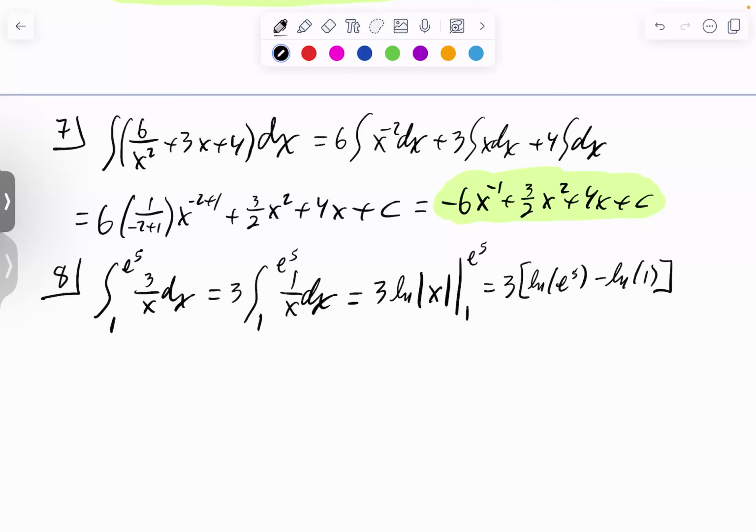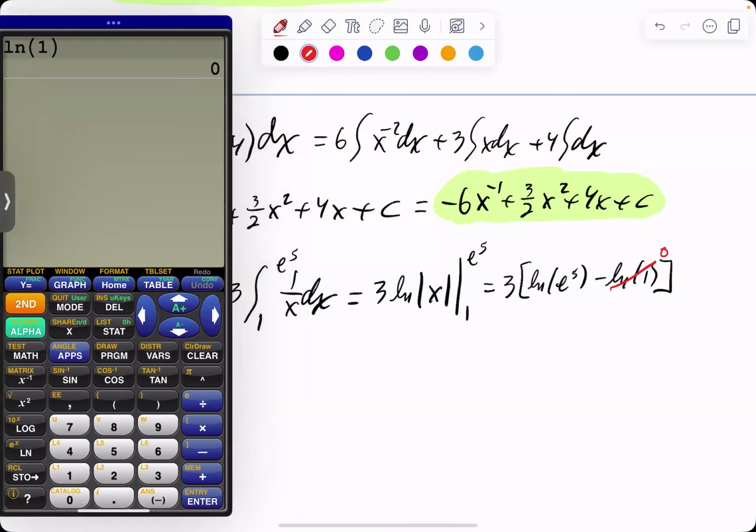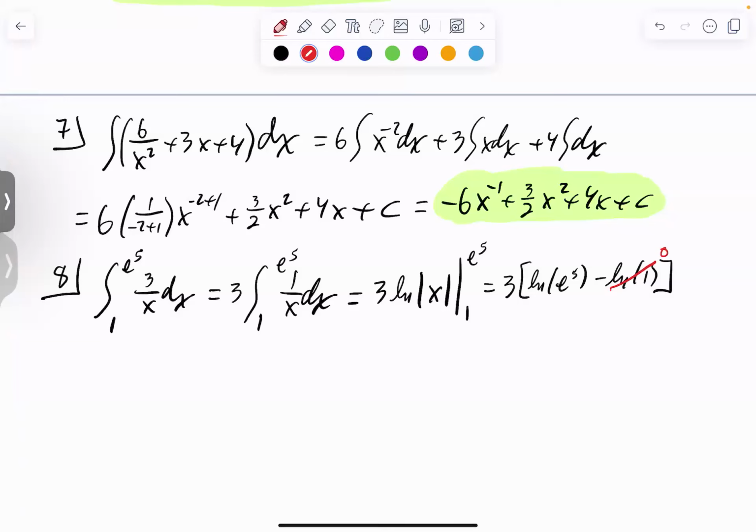Now, the natural log of 1 is 0. So this part right here becomes 0. Also, you might remember that if you have the natural log of e to something, that just becomes whatever that exponent is, in this case 5. So 3 times 5, the answer in this case is 15.